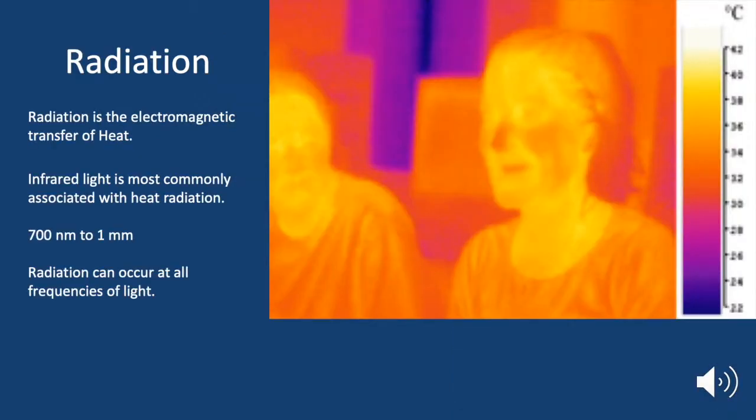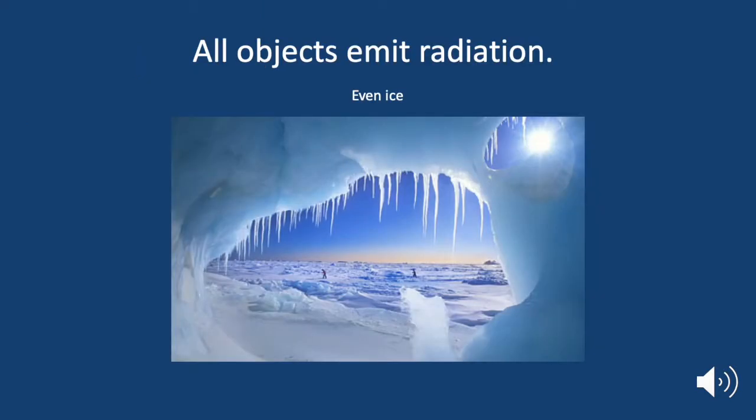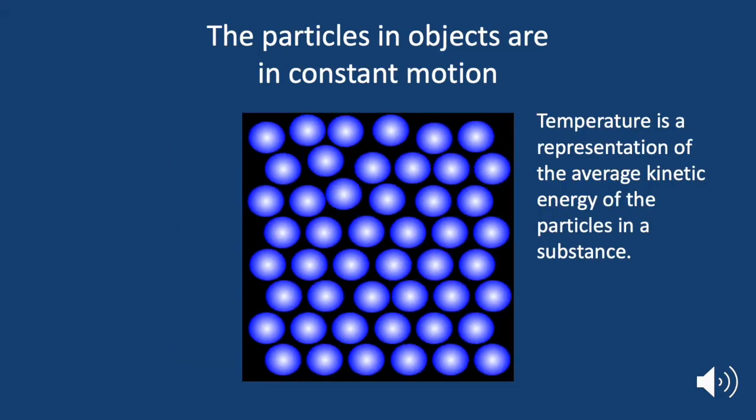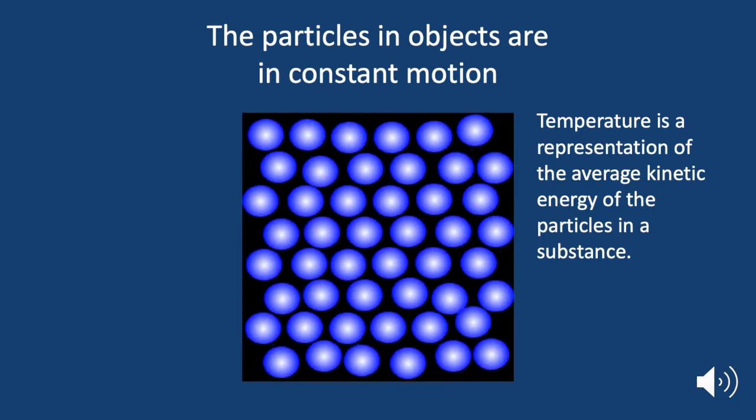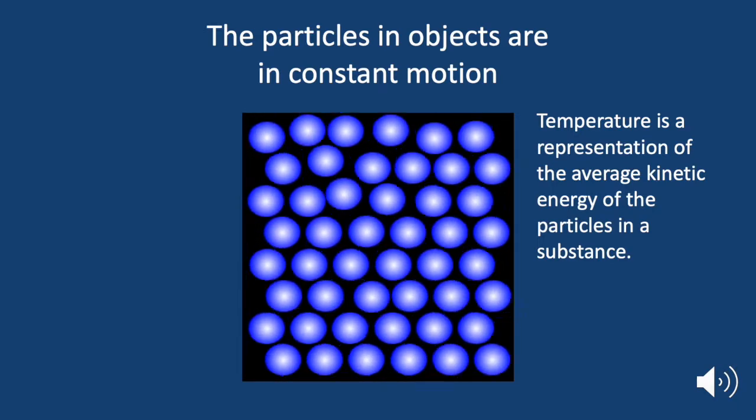So what do we already know? All objects emit radiation. This is heat transfer through the emission of electromagnetic light. Everything above 0 Kelvin emits electromagnetic light. The kinetic theory of matter tells us that particles are constantly vibrating. This constant movement of particles provides the generation of electromagnetic radiation.